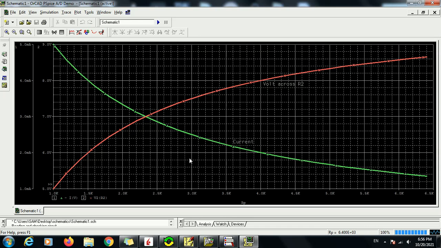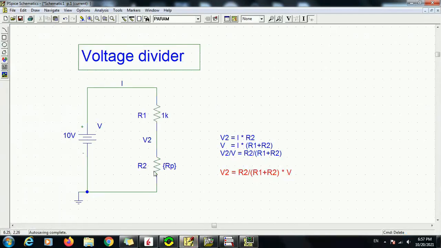It's a non-linear equation, and it's obvious here that if the value of R2 is 1 kilo ohm, we get 5 volts. We can also see this from the equation here, if this one is just 1 kilo ohm.